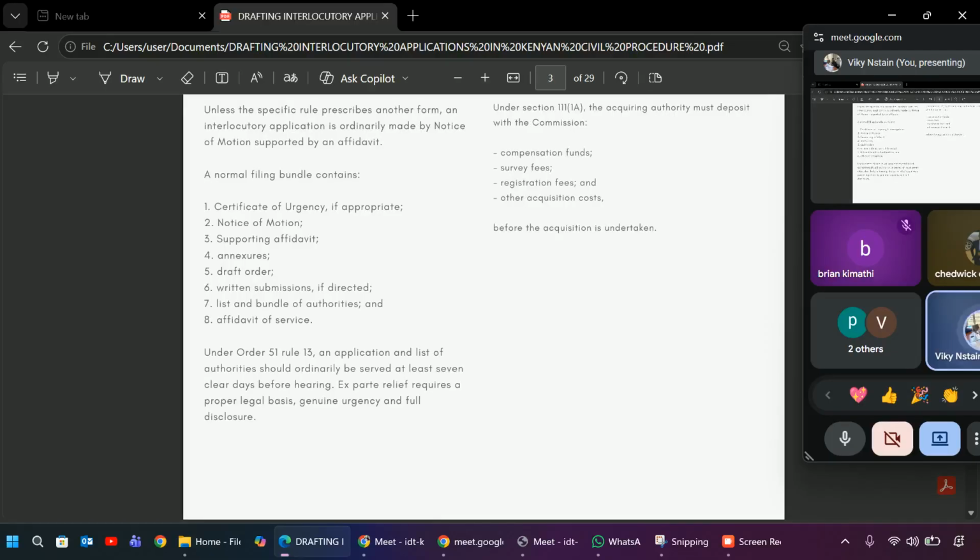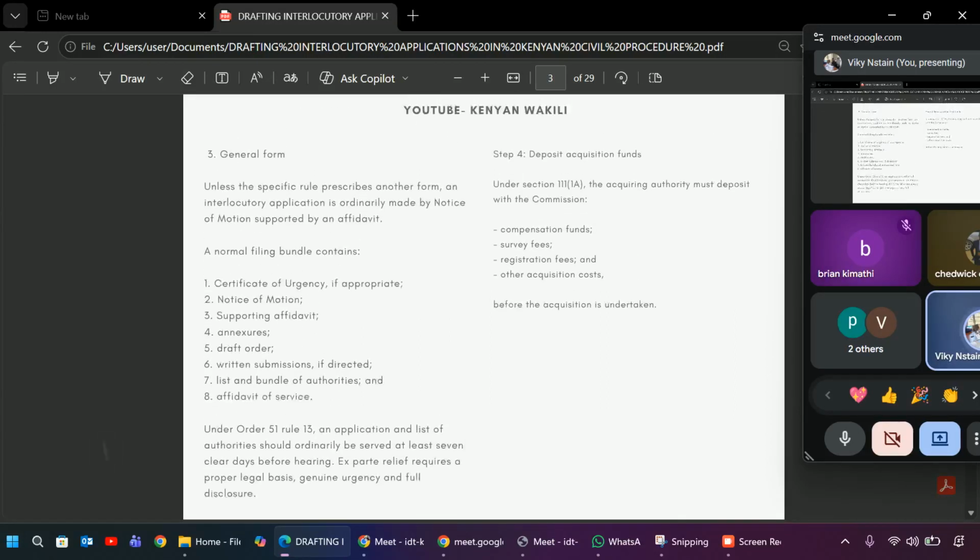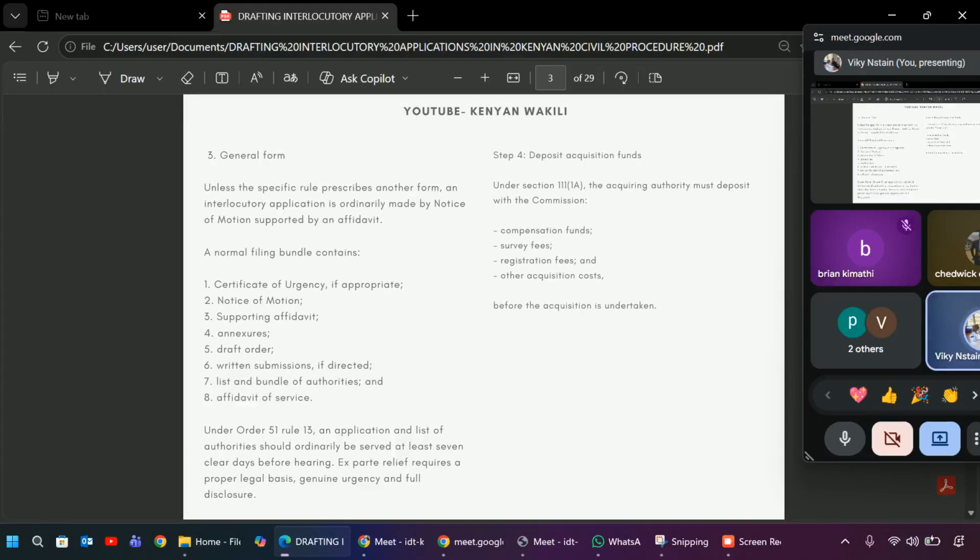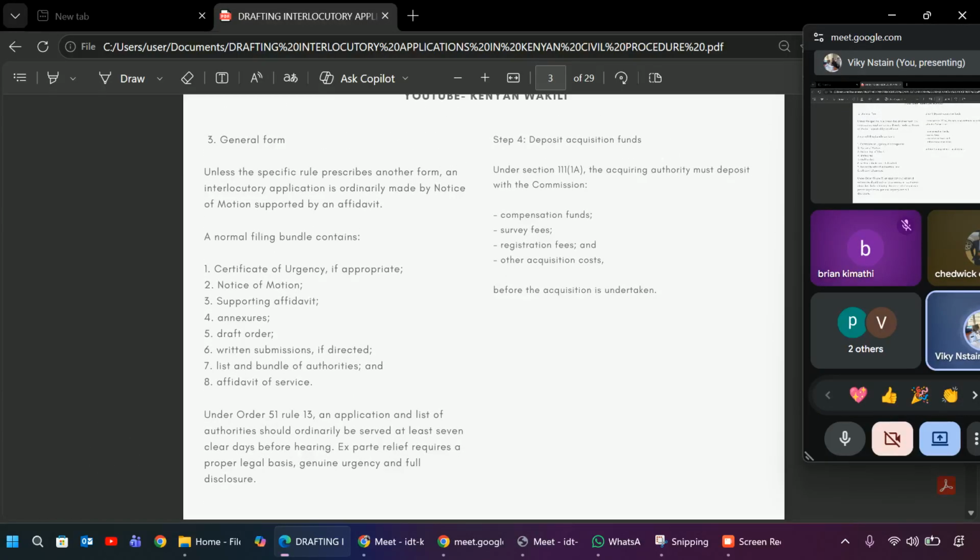Now, Order 51 Rule 13 tells us that an application and list of authorities should ordinarily be served at least 7 clear days before hearing. Ex parte relief requires a proper legal analysis. I'll also avoid many theories in this session, because the target is to understand what exactly happens on the ground. I'll also give my practical application that we have borrowed from the law firm, so that it becomes more impactful to you. I'm avoiding theory as much as possible because CLE does not want stories.